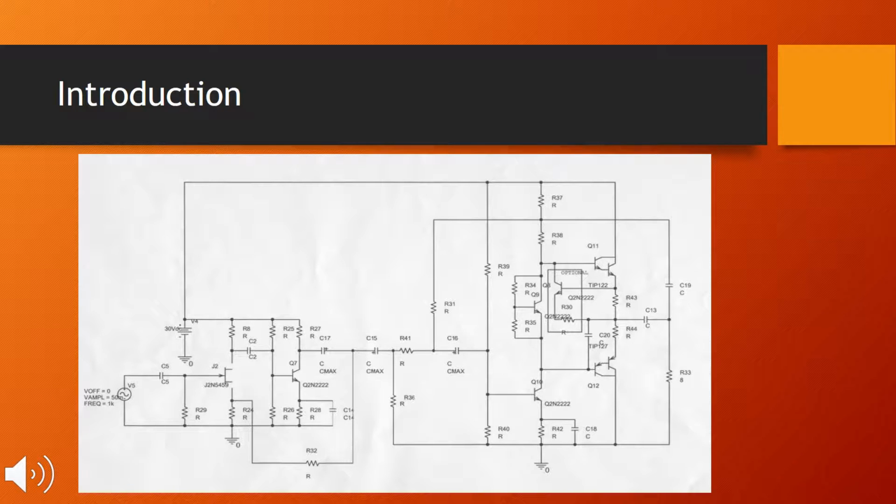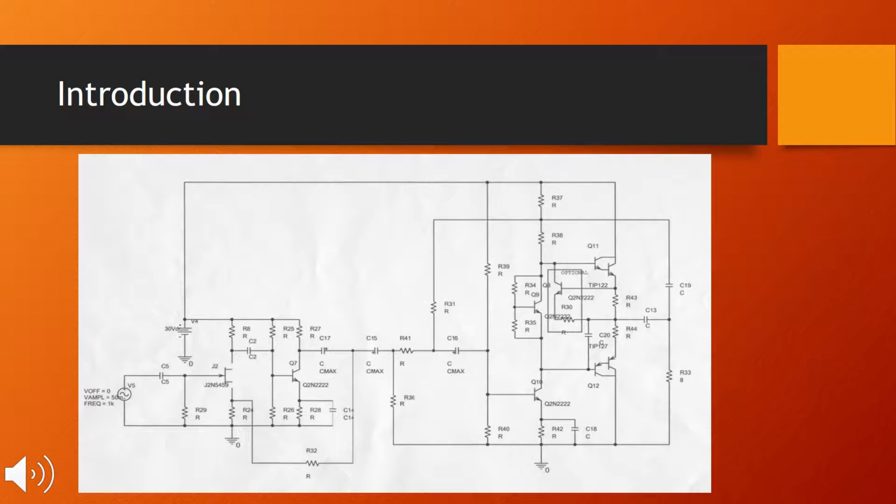As you can see in the diagram, there are two main circuits. One is on the right, one is on the left. The left one is the preamplifier. The one on the right is the power amplifier. In order to build the audio amplifier, we first developed the preamplifier and the power amplifier.